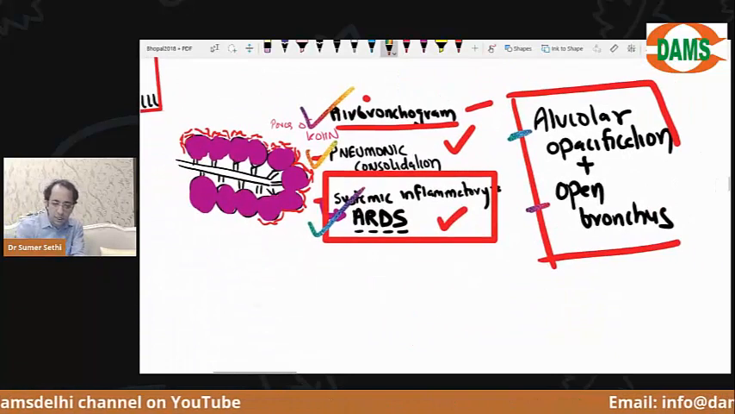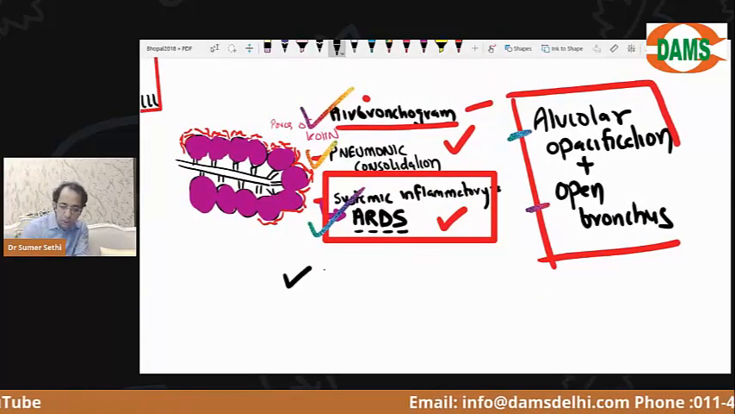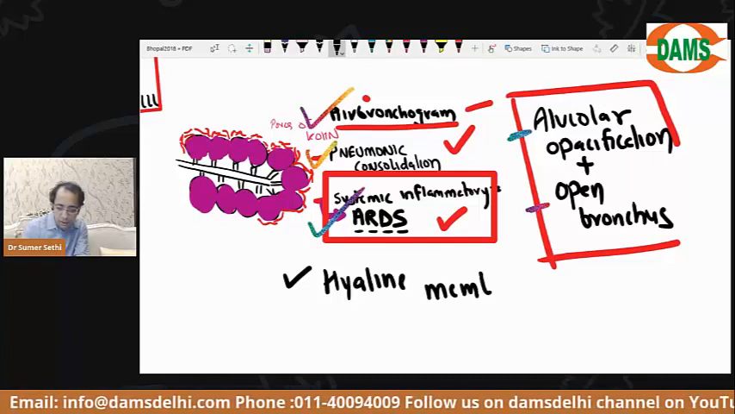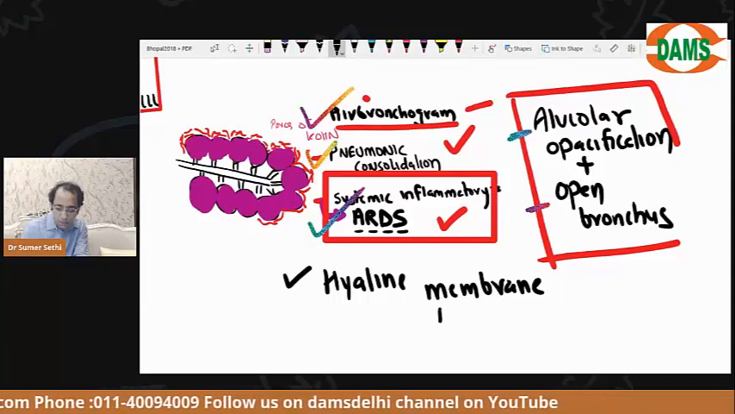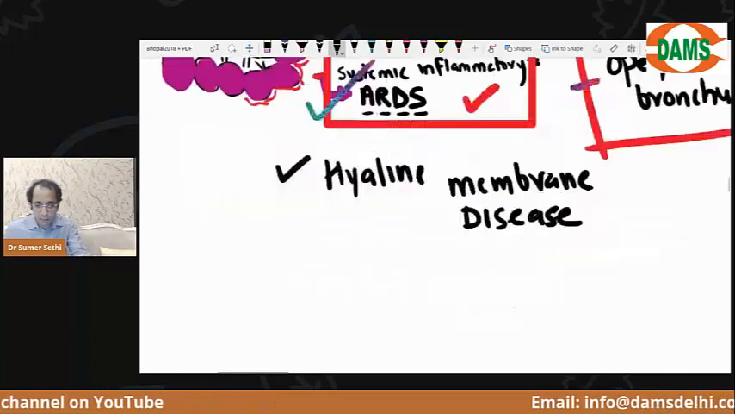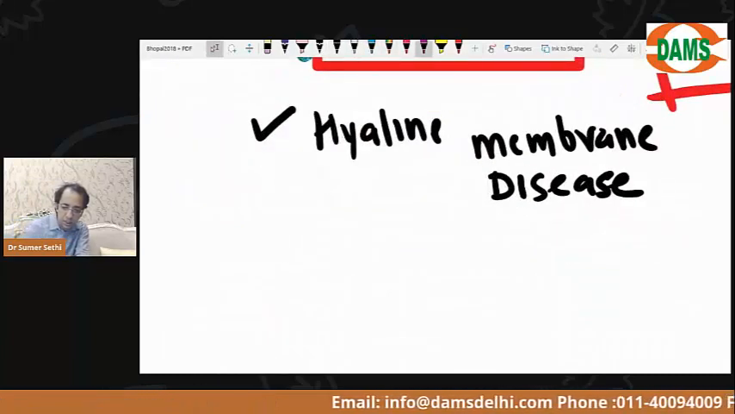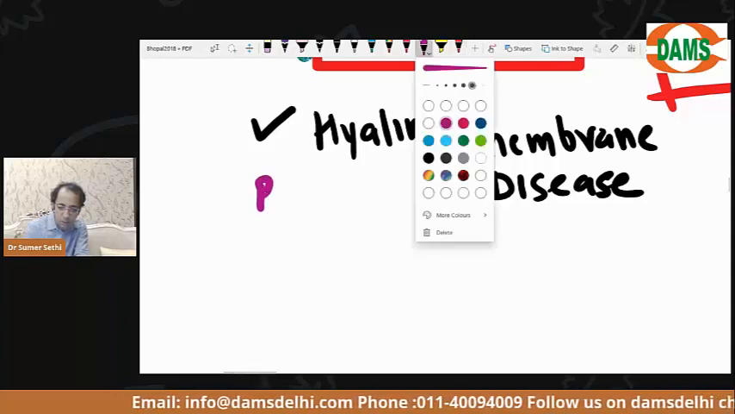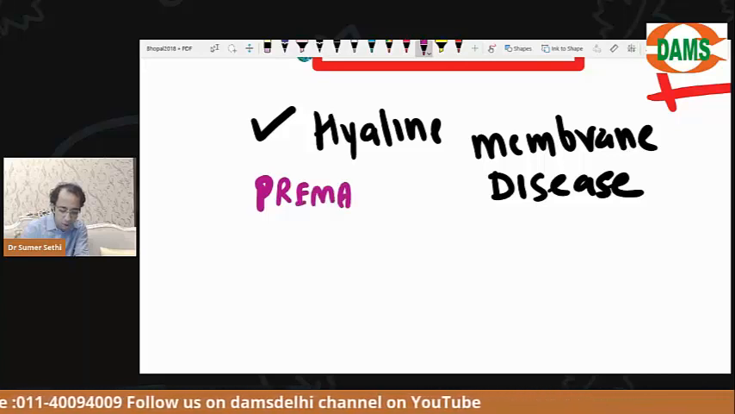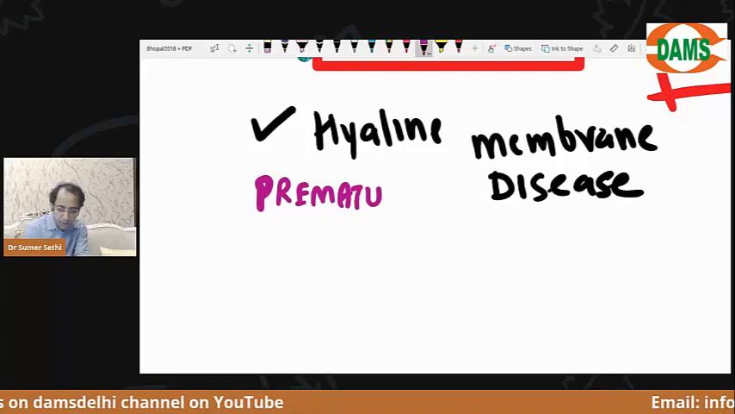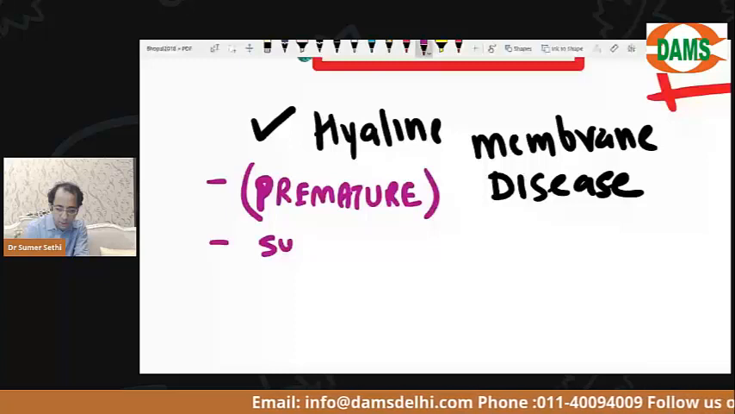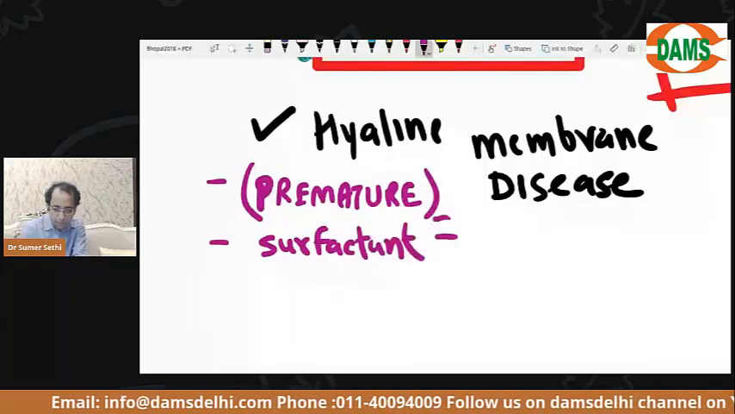So once you understand this, I will give you a pediatrics question. Have you heard of a disease called hyaline membrane disease? Has any of you heard of hyaline membrane disease, HMD, in a child? Yes. Where? You heard about hyaline membrane disease in premature children, premature infants. In a premature infant, what is deficient? So there is deficiency of surfactant.